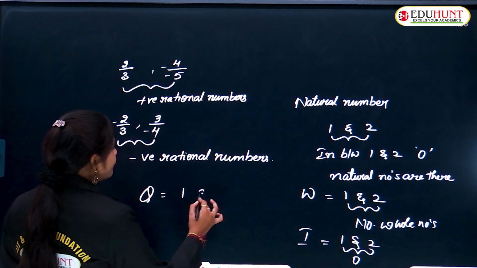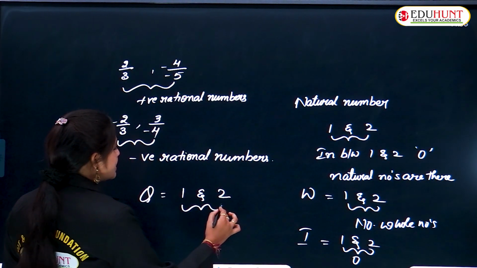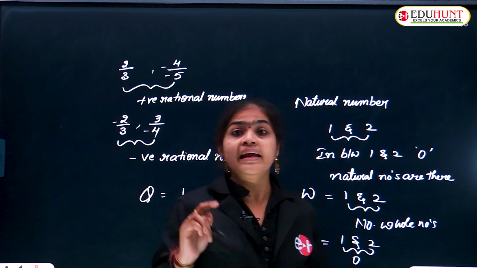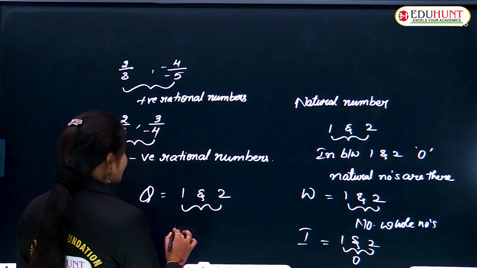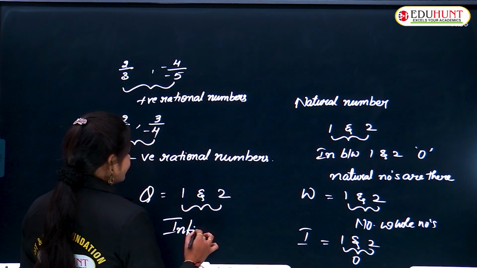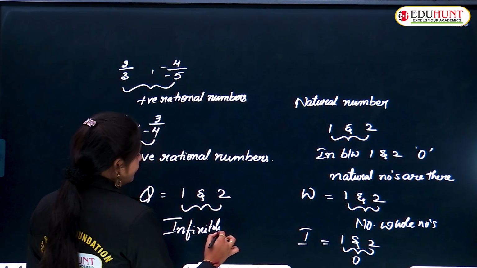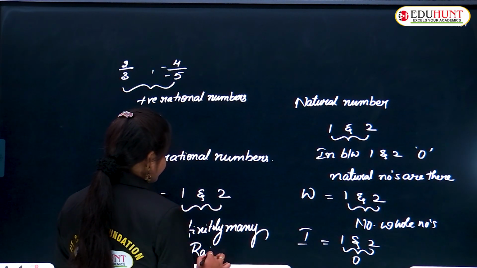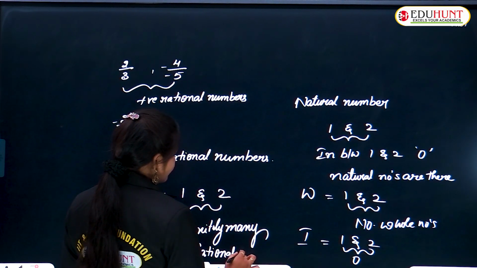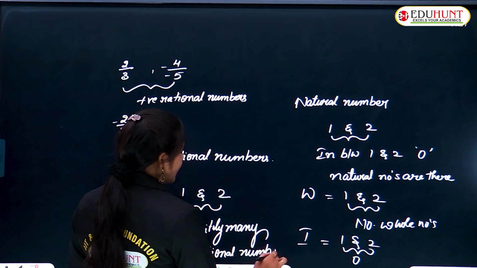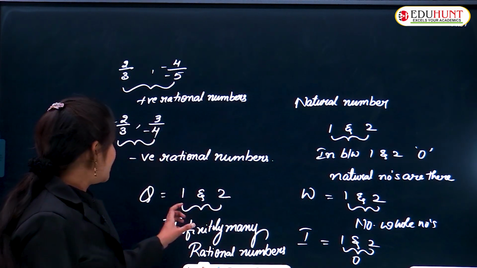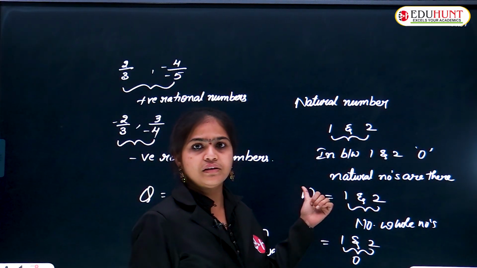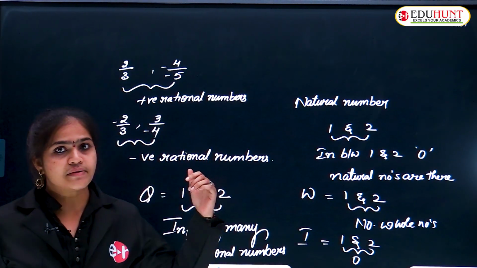Here in between 1 and 2, how many rational numbers are there? Infinitely many rational numbers can exist here. Okay. About this one, how to find the rational numbers which lie in between any two rational numbers, that is the last concept in this whole chapter. So we will discuss that one later.